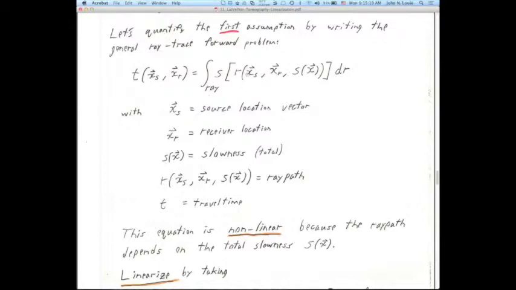And so for a certain source, a certain receiver location, and these could be 2D or 3D or what have you, and a certain total slowness model, which is the inverse of the total velocity, you can trace a ray path. Given that ray path, you have a slowness at every point along the ray. Then you integrate over the slowness along the ray, and that gives you the total travel time between the source and the receiver.